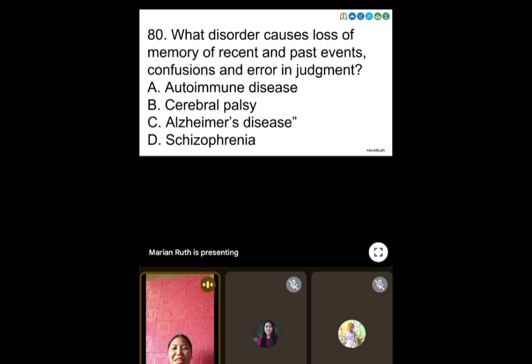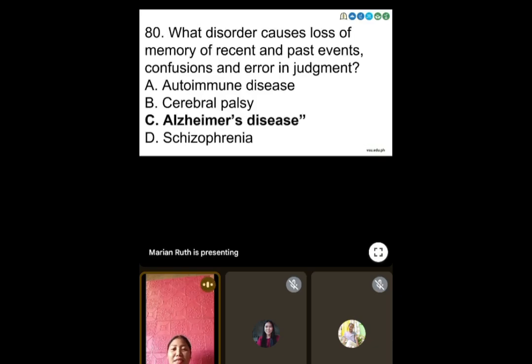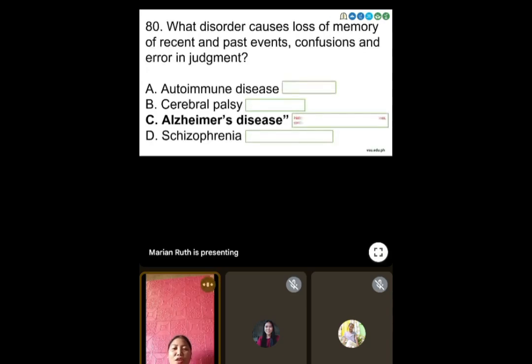So the correct answer is letter C. Alzheimer's disease. It's because hallmarks of Alzheimer's include memory loss, confusions, and poor judgment. Why not letter A, B, and D? Letter A, these are not primarily related. Letter B, cerebral palsy, affects motor skills, not the cognition.